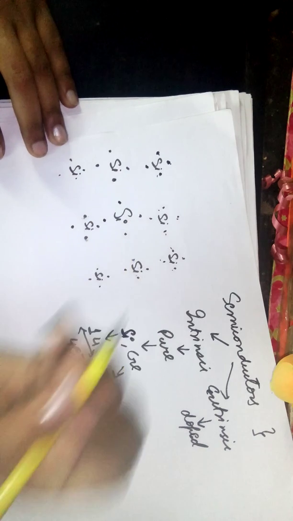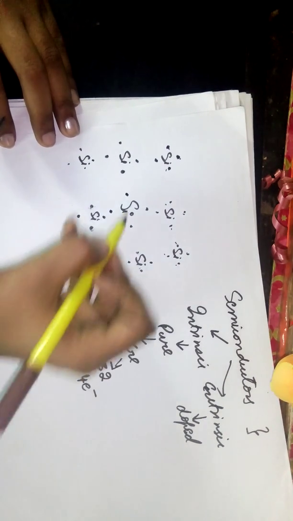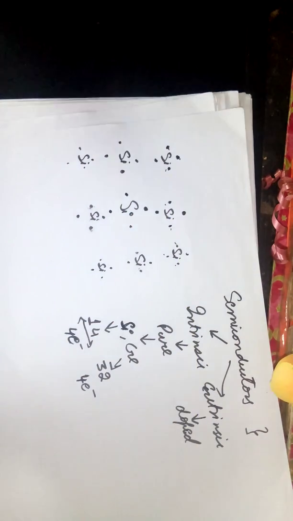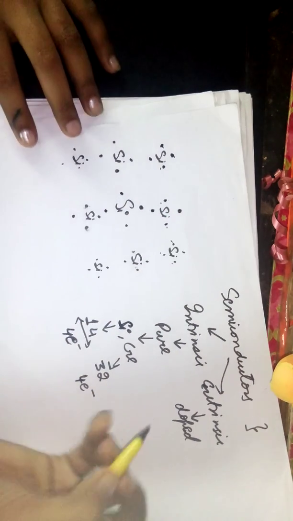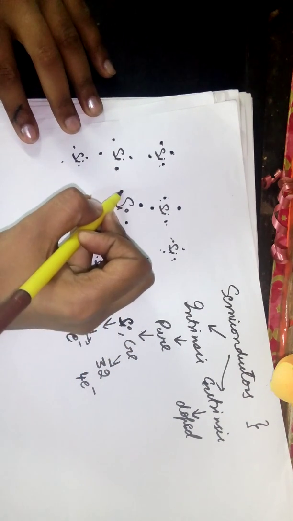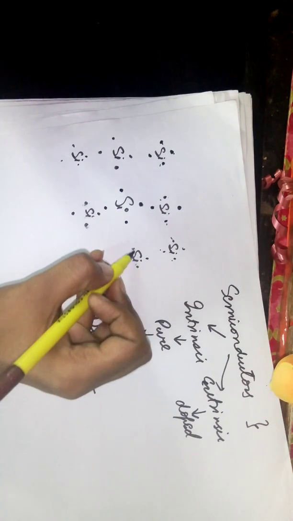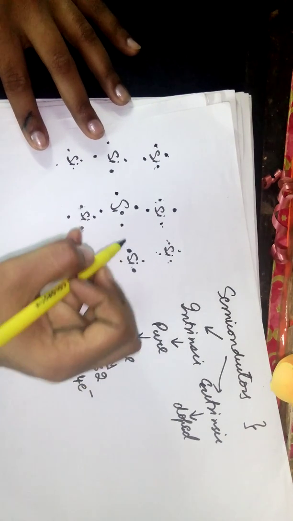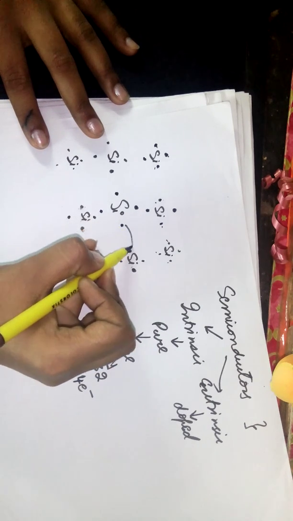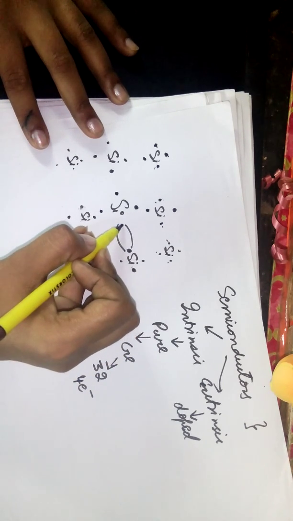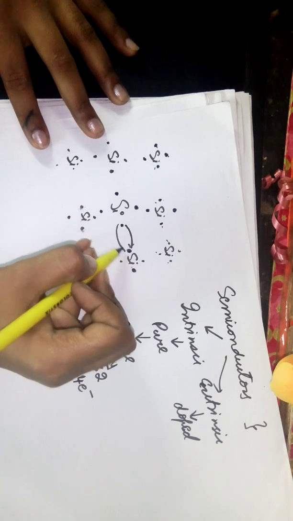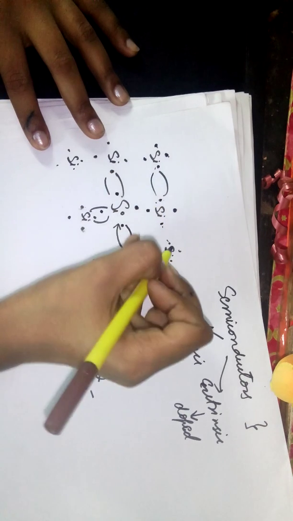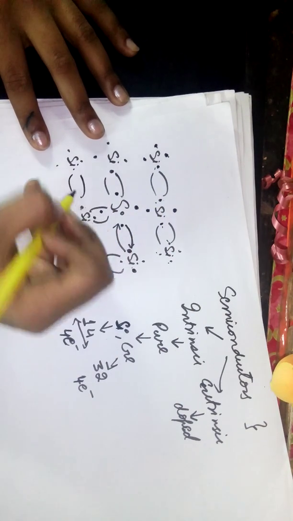Now we know that in order to maintain stability, silicon requires 8 electrons in its outermost shell, or rather, every element requires 8 electrons in its outermost shell. Therefore it attains stability by sharing electrons with its neighboring elements. This electron is shared by this one, and this electron is shared by this electron. Similarly all the electrons are being shared by all other elements. This is how it attains stability.